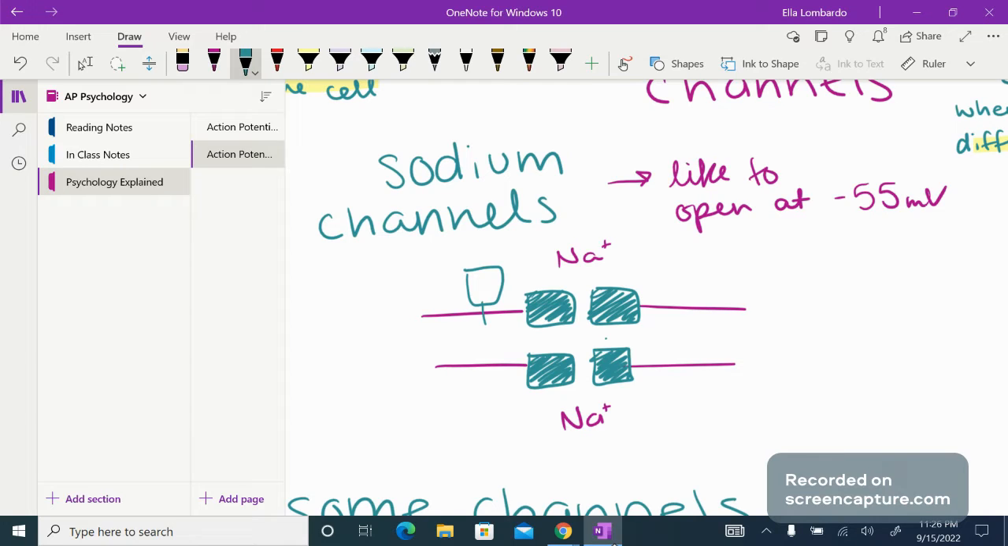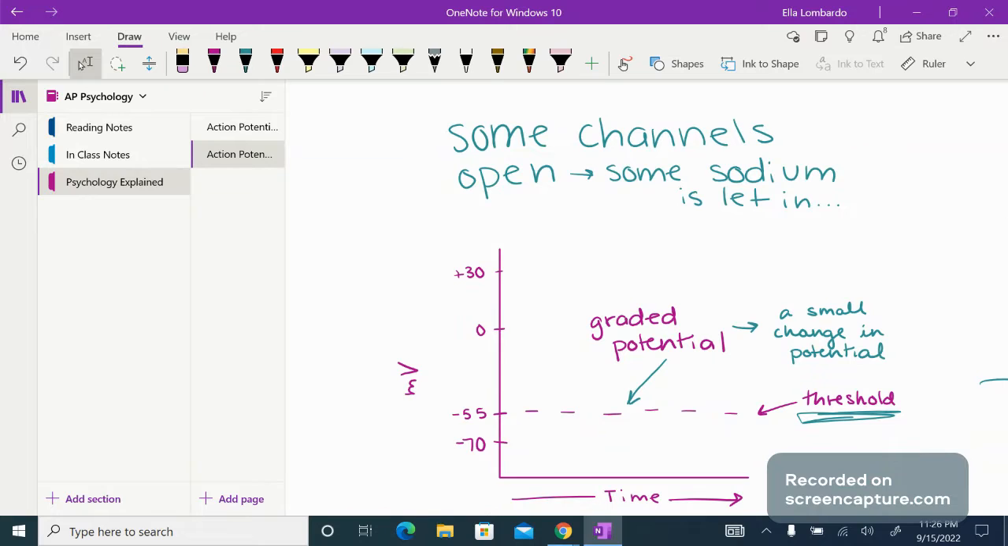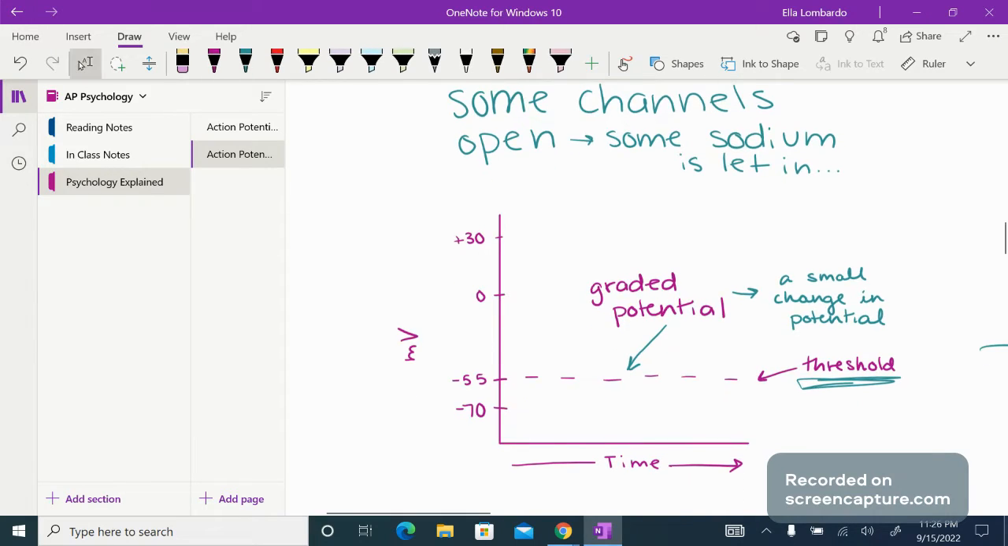So say I was reading my voltmeter again, I would read negative 55 millivolts, and now all of these sodiums would come rushing in into the membrane. So let's make up a little scenario, right? Some channels open and some sodium is let in. So we're here at our resting potential at negative 70, and then we go up, then we kind of go back down. Because not really enough happened.